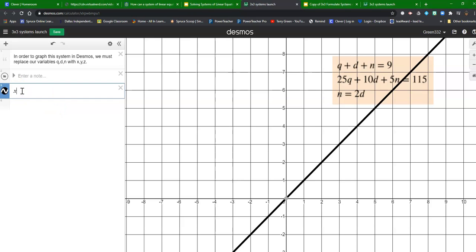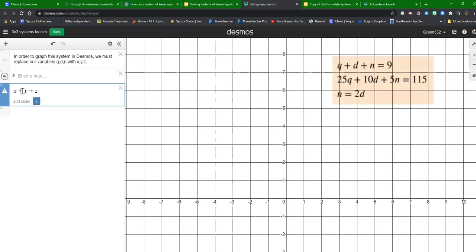So I go x plus y plus z. Now notice that it wants me to add a slider for z, and that's fine. I'm going to press equals, and actually I want to accept that slider, so I'm going to click on that z, and yes, I want the slider there. Now I'm going to finish the equals 9.